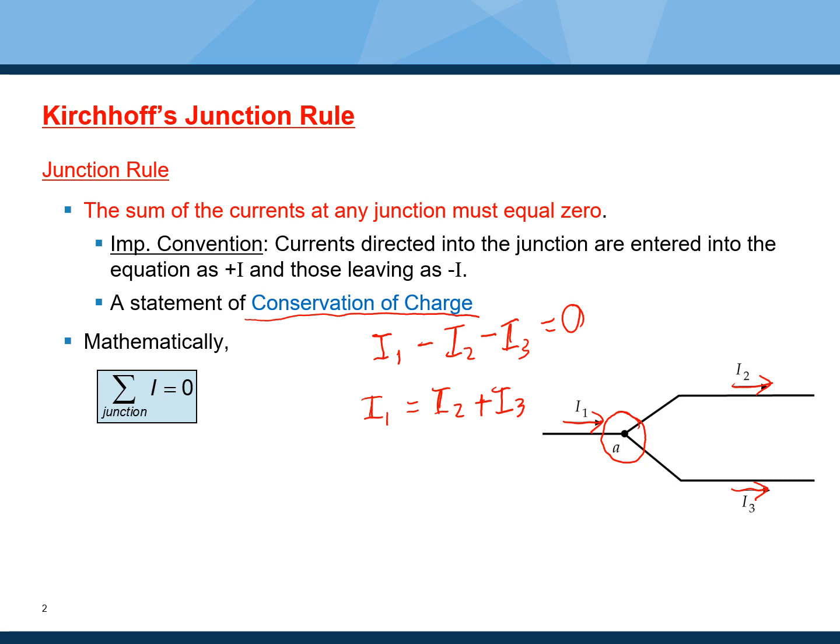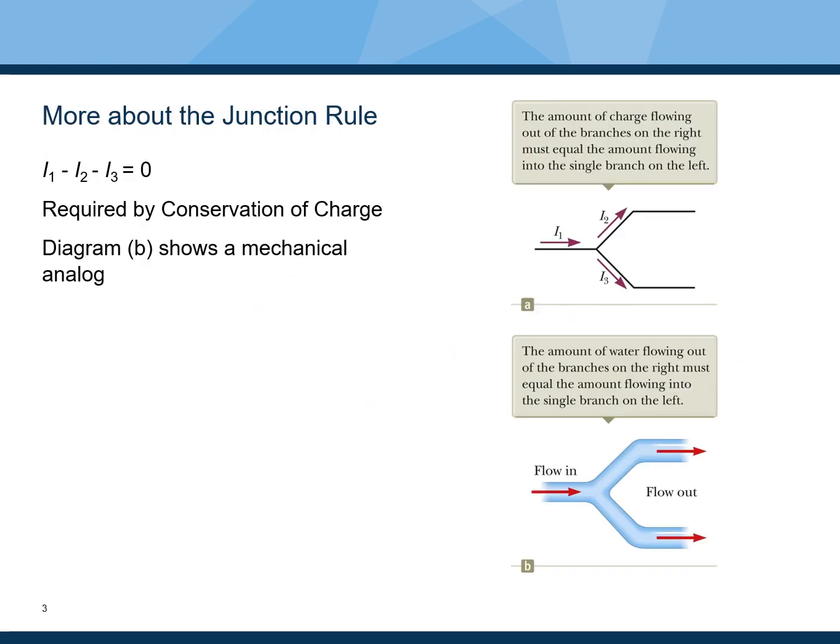So with this, we go on to Kirchhoff's second rule. But before we do that, let's make a little mechanical analogy to water flowing in a pipe. In that case, you have the amount of water flowing into this junction being equal to the sum of the water flowing in the two pipes that are leading the water out of the junction. In that situation too, the number of water molecules is conserved, and so the amount of water molecules coming in from the left is equal to the amount of water molecules going out in the two pipes on the right.